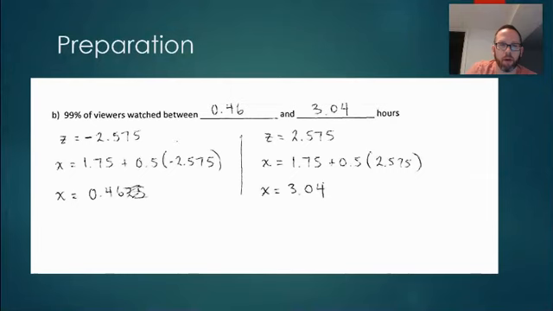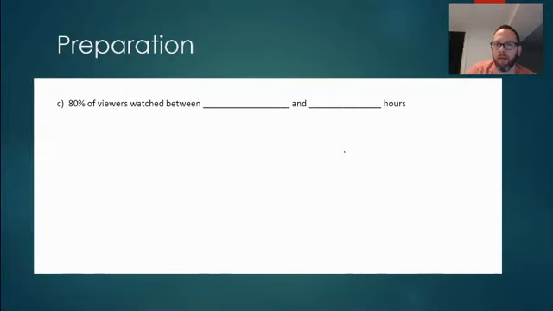So using our negative and our positive, you get about 0.46 or just under half an hour and 3.04 hours. So maybe even watching like the post-game coverage or whatnot, because most games are like 2.5 hours. So again, taking those vague z-scores we had and just making a real world example. So we could say about 99% of viewers watch between this amount of hours.